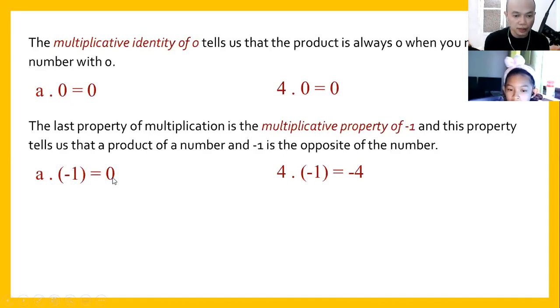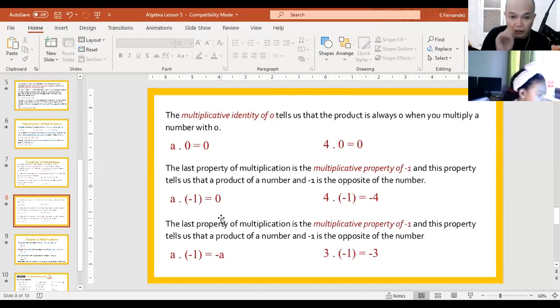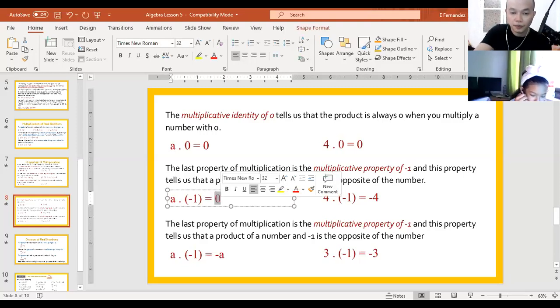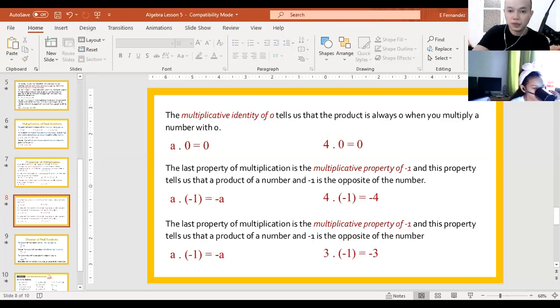Why is that a 0? Not a 0, of course. I made a mistake. The PowerPoint made a mistake. Sorry. Yeah, it should be negative. It's negative A. I overlooked this one. I had so many oversights here.